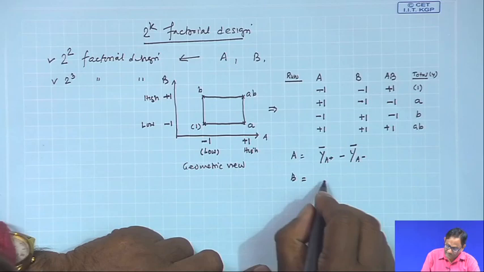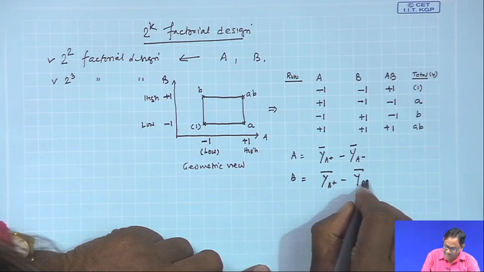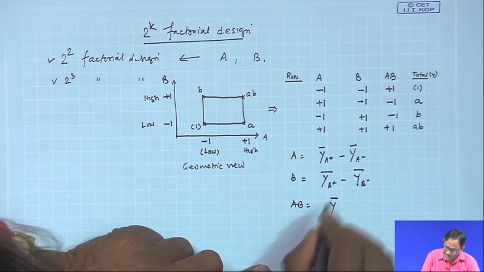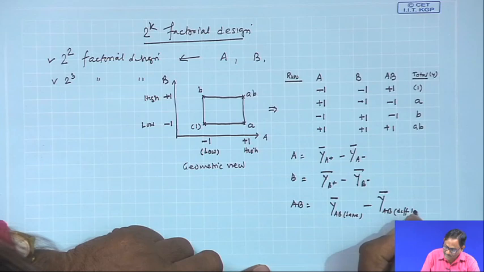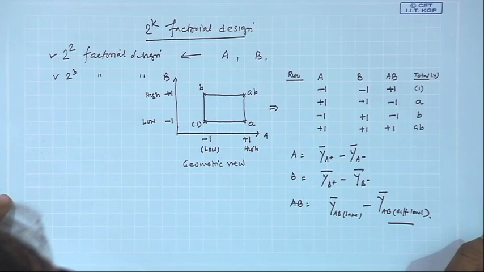Similarly, the B effect we have computed as y bar B plus minus y bar B minus, and the AB interaction we have computed as the average of y when A and B are at the same level minus y bar of A and B at different levels. This one we have seen.